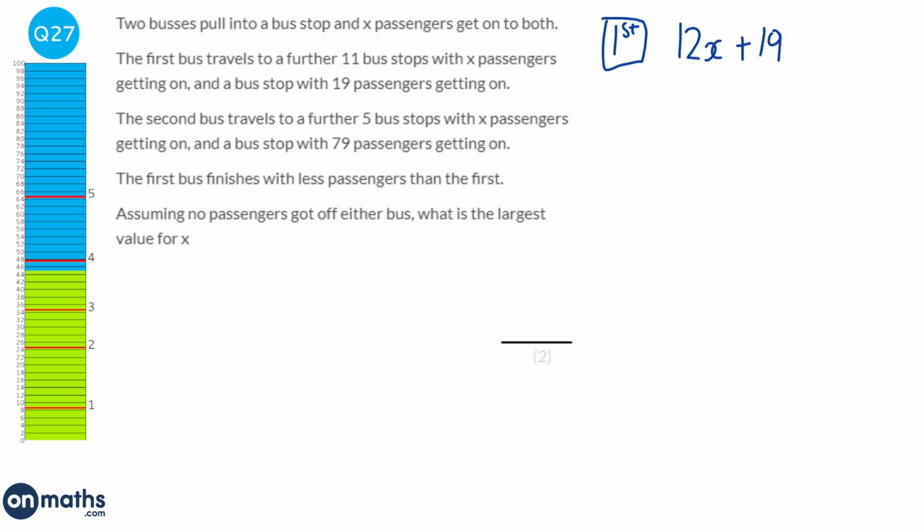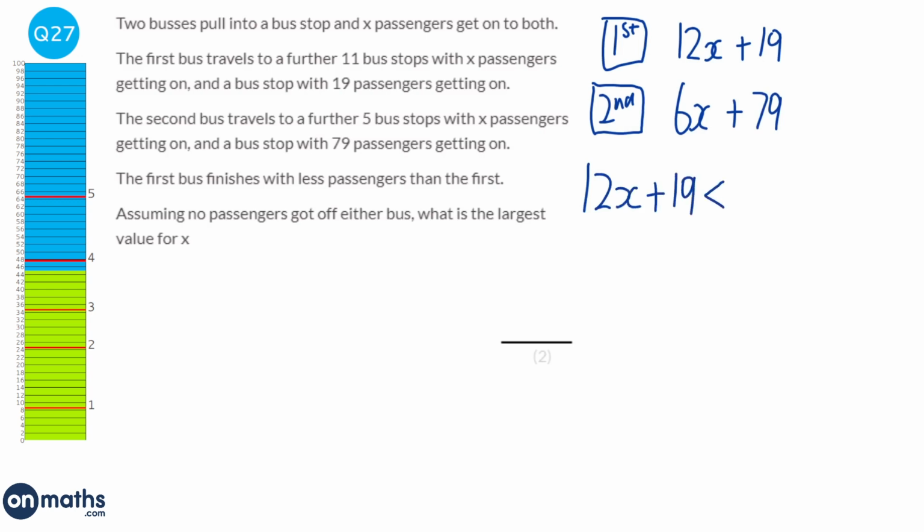So plus 19. Now for the second bus, we start with x and a further 5x, as there are 5 bus stops with x passengers, so that's 6x altogether, and then 79 get on. And it says the first bus finishes with fewer passengers than the second. So the first bus finishes with less, and the way we show that is with this inequality here.